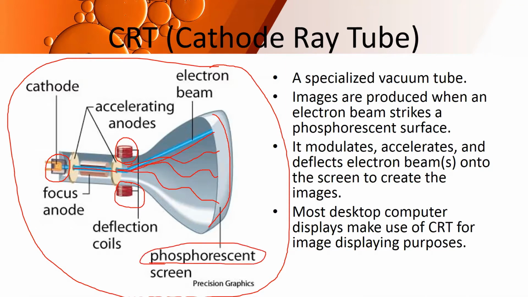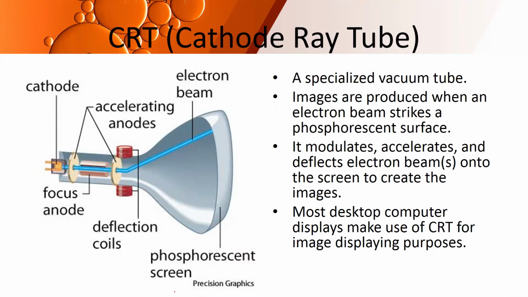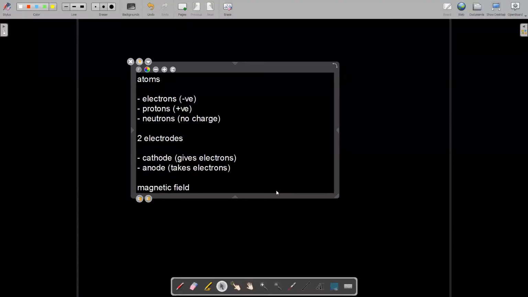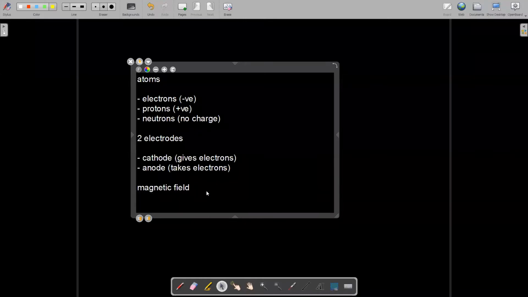A phosphorescent screen is a screen which is sensitive to light. Wherever the electrons strike the phosphorus screen, that point on the screen will glow. Now, one thing you should know, that a screen contains numerous dots. Those dots are known as pixels.